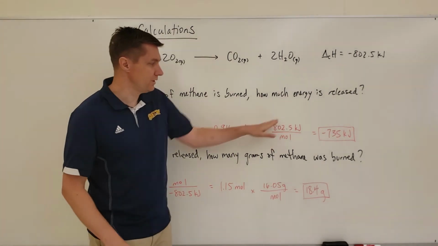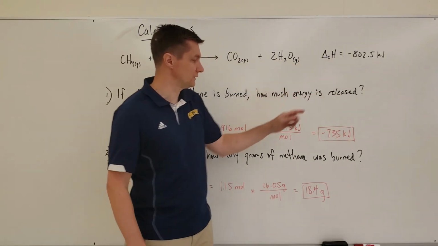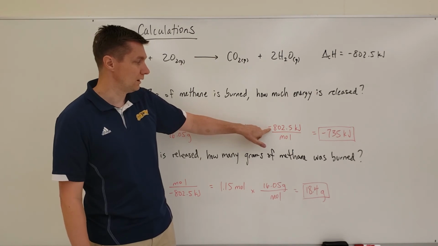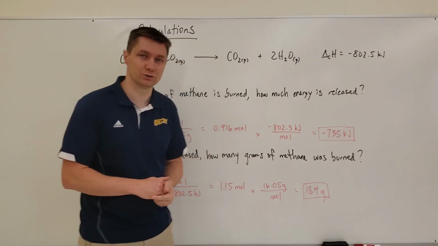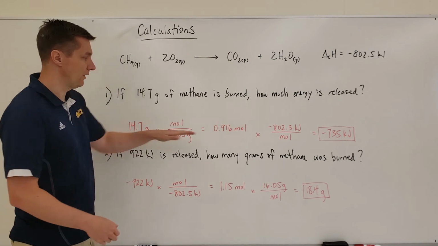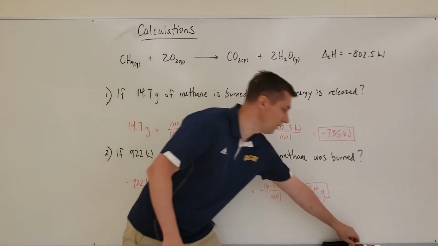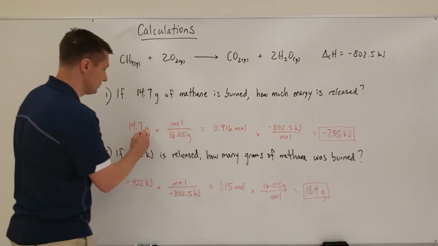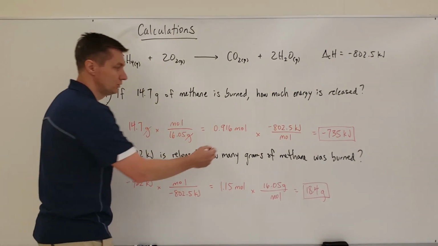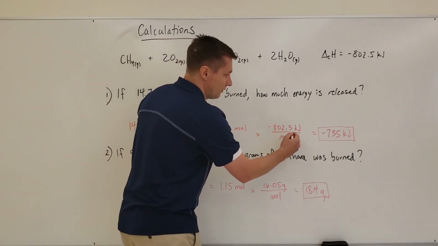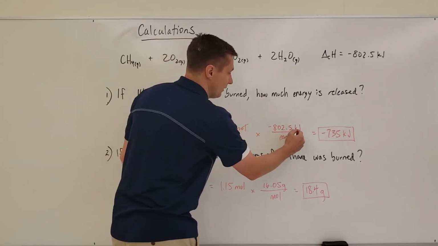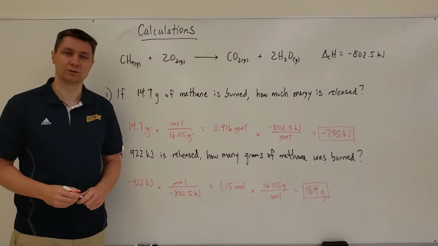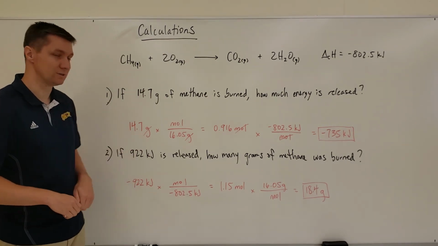Now, this number here means that for every mole of methane burned, we get negative 802.5 kilojoules of energy released. So I take the moles and multiply by the kilojoules per mole. This is just unit analysis: I cancel out the moles, and I'm left with kilojoules. My answer ends up being negative 735 kilojoules of energy released when I burn 14.7 grams.